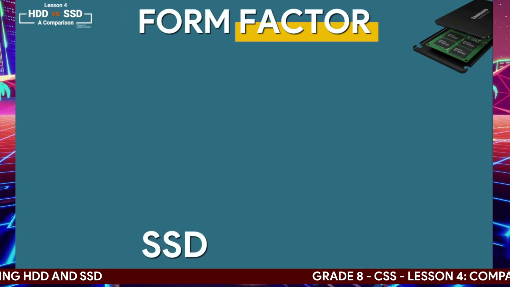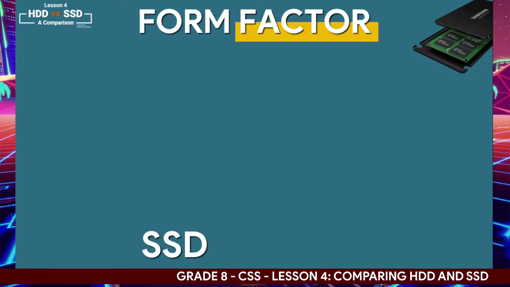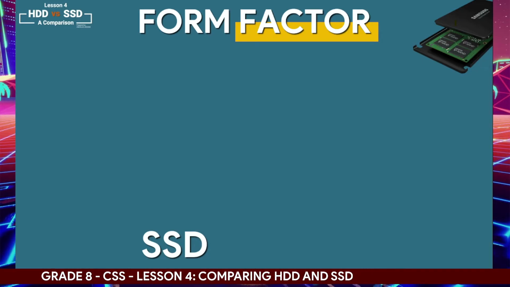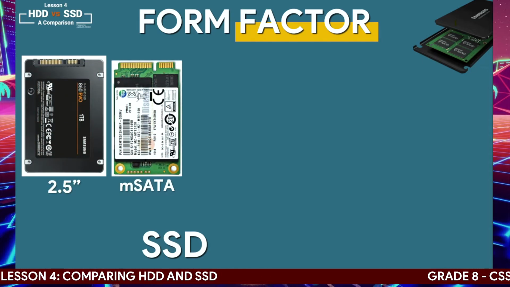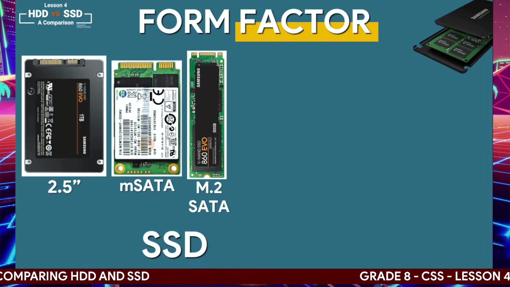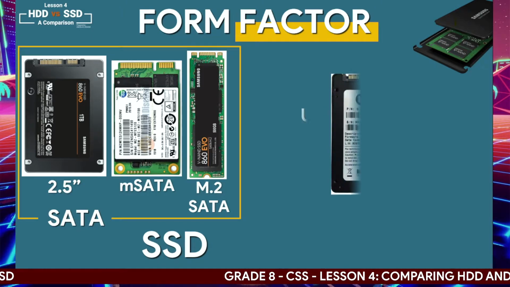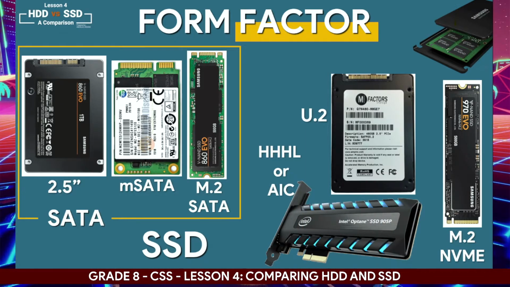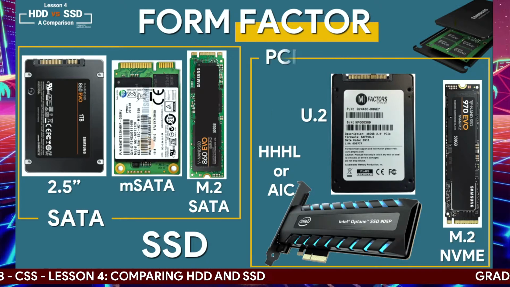On the other hand, SSD offers many types of form factors depending on their communication interface. So let's see the differences of their physical sizes and shape. We have the 2.5 inches, M-SATA, and M.2, which fall under the SATA communication interface. We also have the U.2, M.2 NVMe, and the HHHL or the AIC, which is under the PCIe and NVMe communication interface.